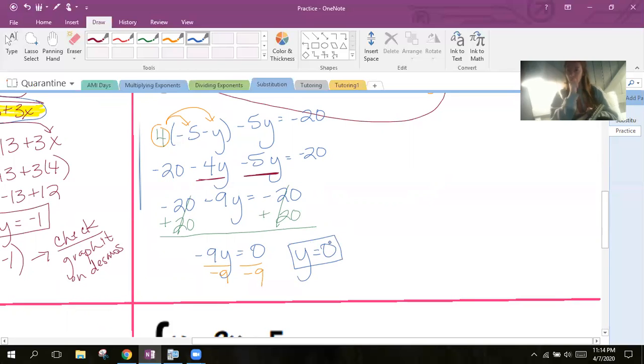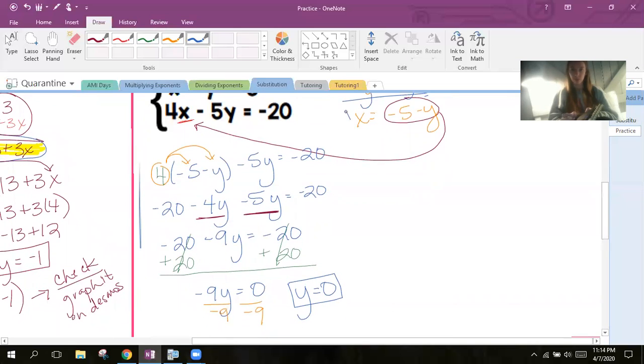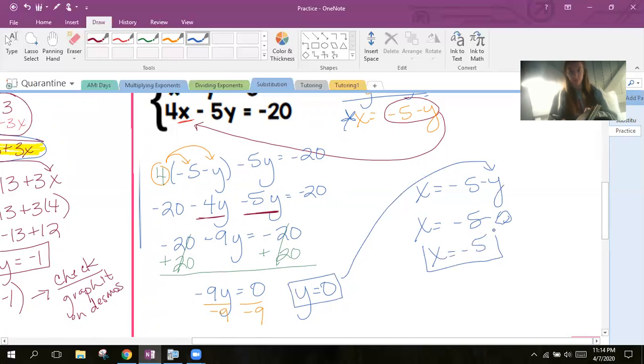Okay. Now remember, we still have to solve for our other variable. So I'm just going to take that equation that we solved for x earlier, and I'm going to substitute 0 for y. So x equals negative 5 minus 0. Okay. So negative 5 minus nothing is still negative 5. Okay, so if we were to graph these two lines, they should intersect at (negative 5, 0). That would be its solution.